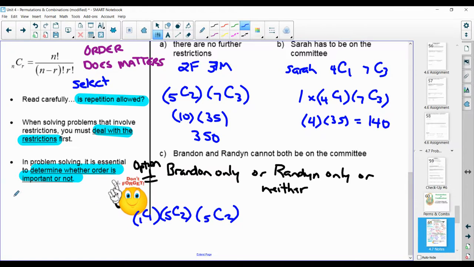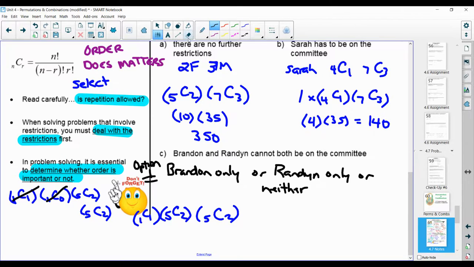Now you could think about it this way as well. You could say, well, Brandon has to be on the committee. Randon can't be on the committee. So one Brandon choosing 1 Brandon, 1 Randon choosing no Randons, 5 females choosing 2 females, and 5 males choosing 2 males. Well, if we add that up, we've got 1, 2 plus 5 gives us 12, which is what we need, and 2 plus 2 plus 1. So the 1 choose 0 and the 1 choose 1, we're just not writing those pieces out.